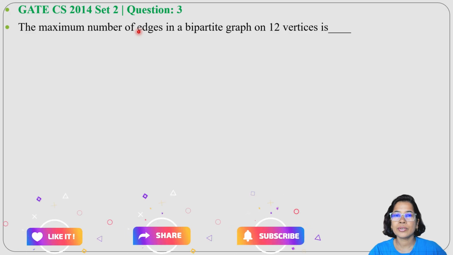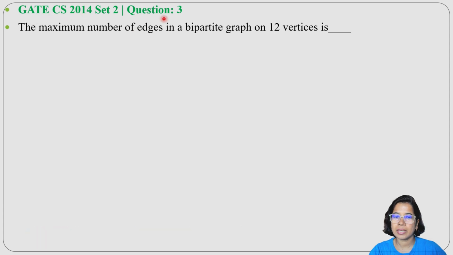Let's solve one previous question of graph theory. This question was asked in GATE CS 2014 set 2 question number 3. The maximum number of edges in a bipartite graph on 12 vertices is dash. In a bipartite graph there will be two sets, and the total number of vertices equals 12.